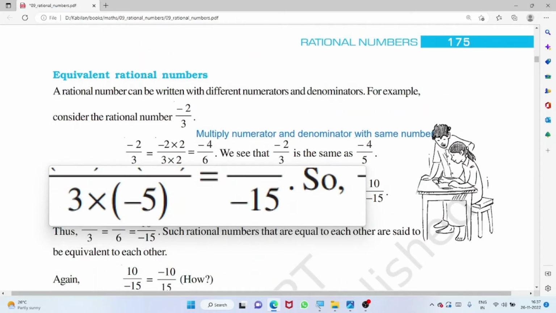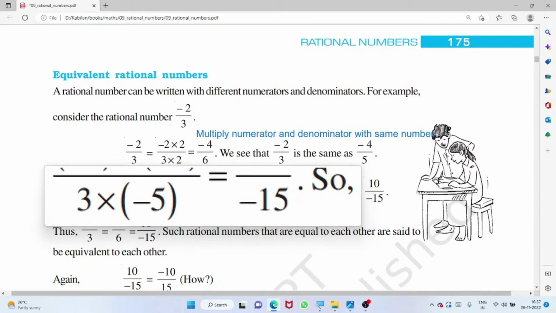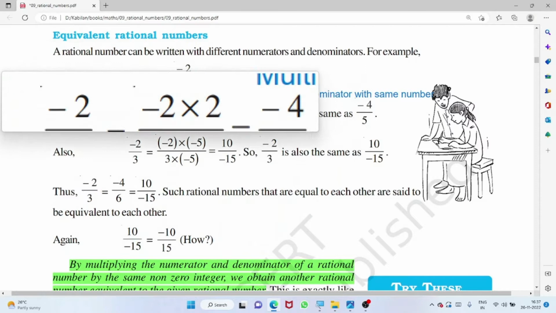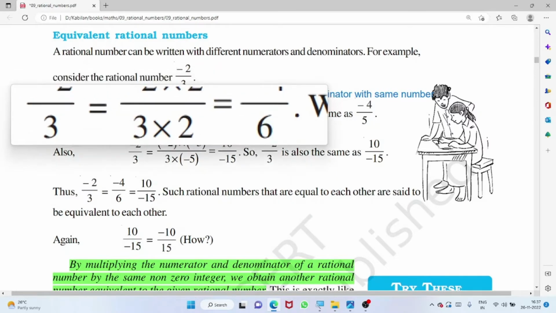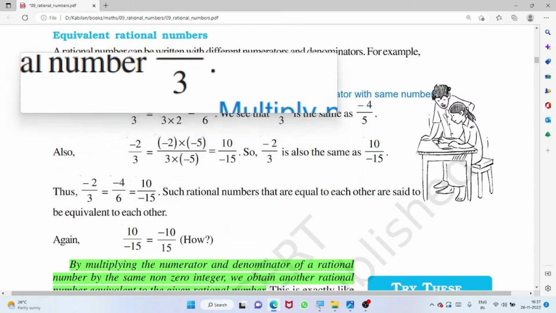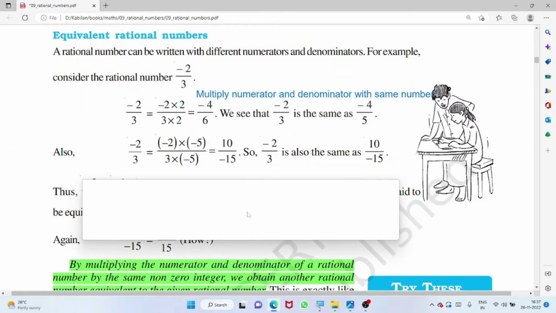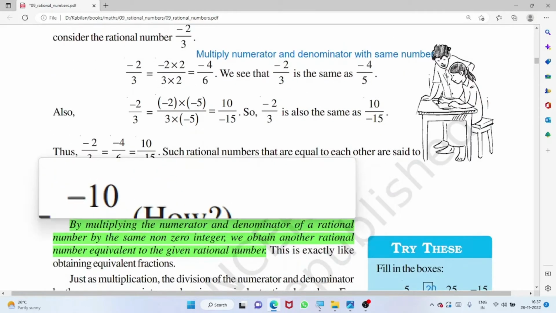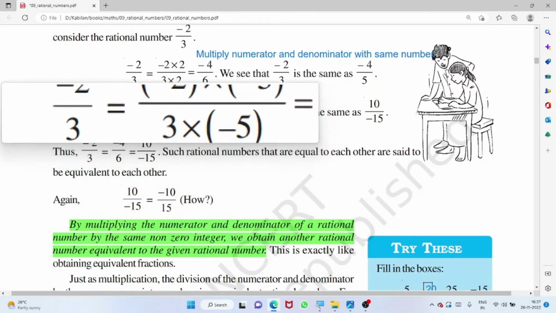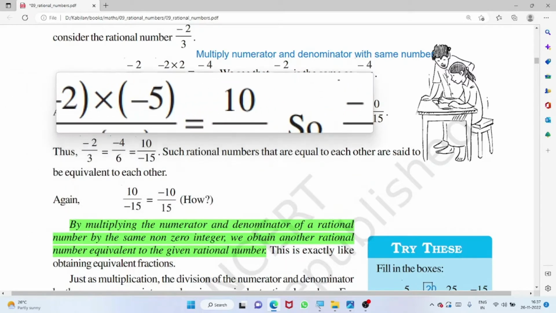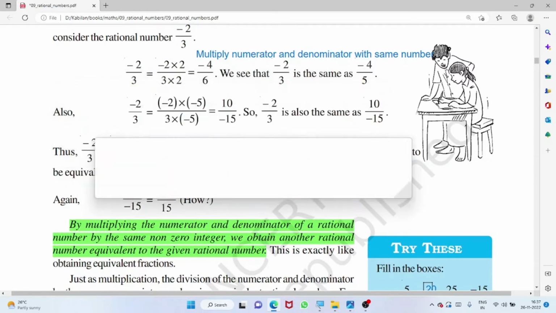Okay, here numerators and denominators can be negative. Here see what they have done. Minus 2 by 3, they multiplied numerator and denominator by 2. So this is also another form of minus 2 by 3, in a different form. So you can also multiply by minus 5: minus 2 by 3 times minus 5 over minus 5. Minus minus will become plus. So 10 by minus 15.